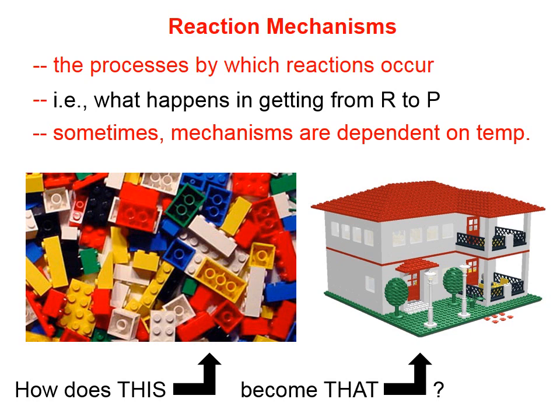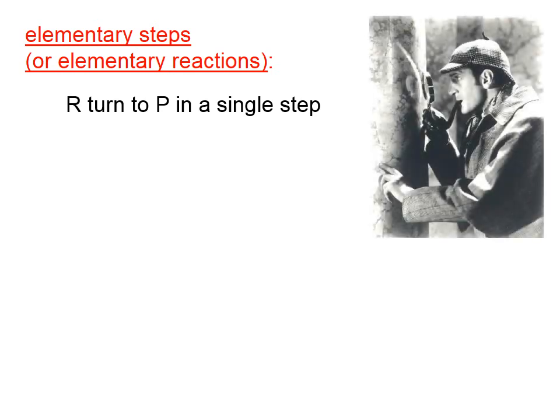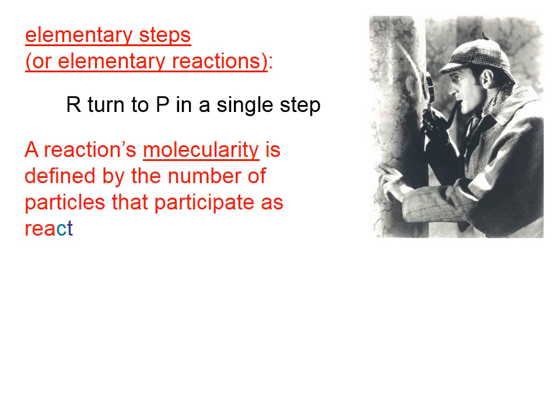Sometimes mechanisms are dependent on temperature. For a given reaction at one temperature, it might have a different mechanism if the temperature is warmer or colder. Elementary steps or elementary reactions are steps in which reactants turn into products in a single step. This is elementary, Watson. And before we talk more about elementary steps, let's define molecularity.